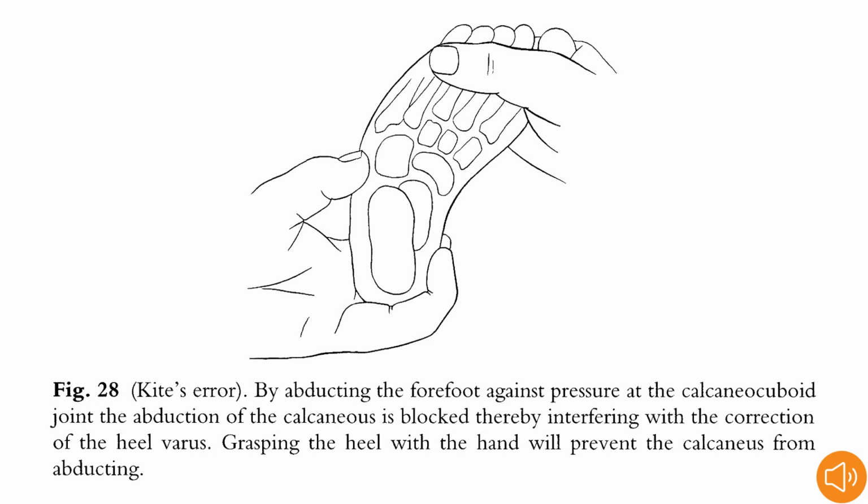This is another error in the Kite's method. By abducting the forefoot against pressure at the calcaneocuboid joint, the abduction of the calcaneus is blocked, thereby interfering with the correction of the heel varus.